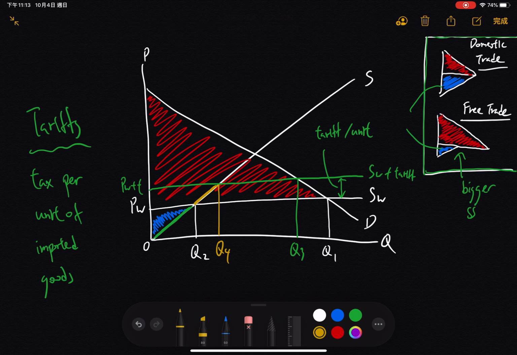Based on the two pieces of information, Q3 and Q4, from what happened to the domestic consumers and producers, you know what will happen to the imports.